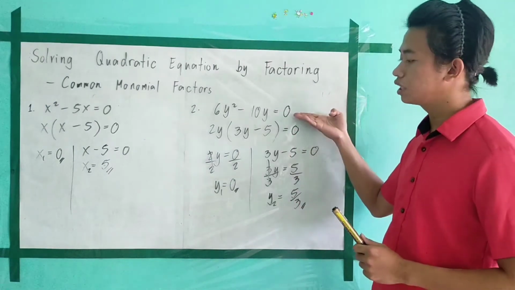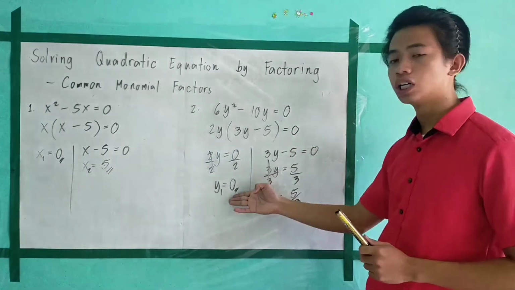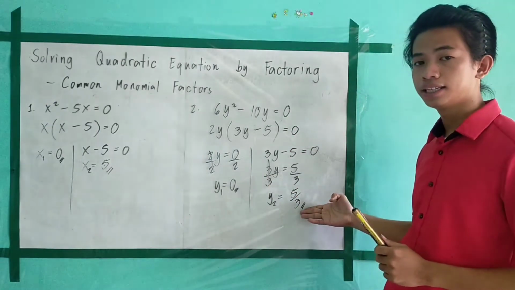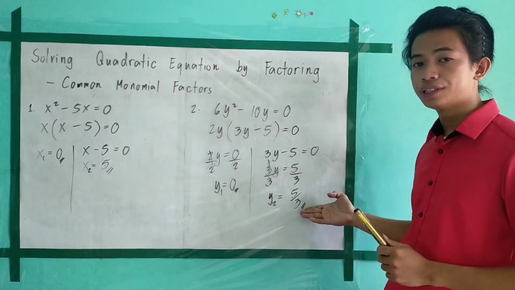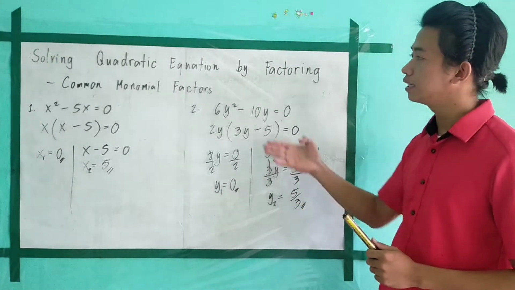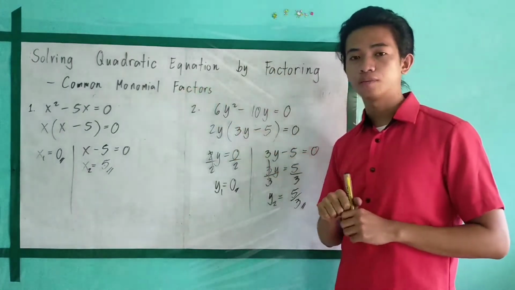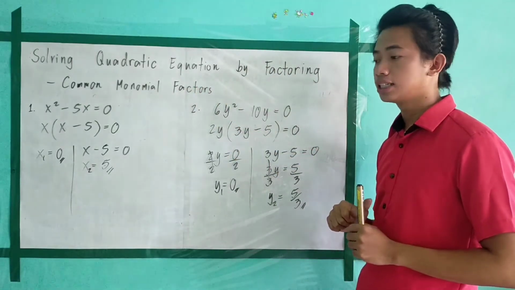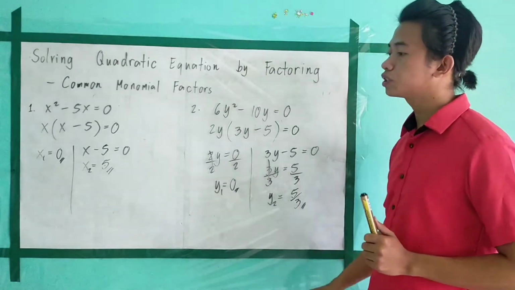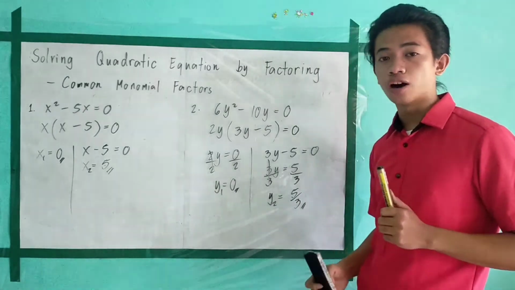Therefore, the solutions of these given problems are 0 and 5 over 3. That is solving quadratic equations by factoring using common monomial factors. Next, let's proceed to difference of 2 squares.